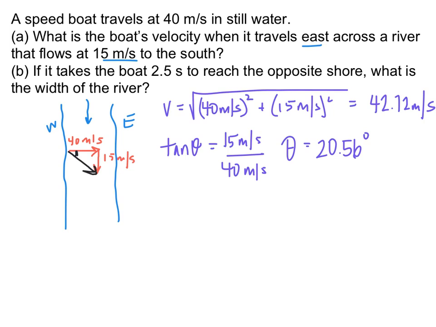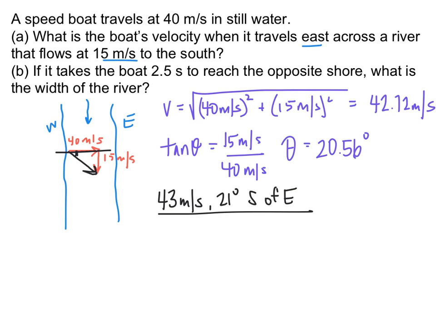All right, now we're ready to answer that first question. What's the boat's velocity? We'll round at this point and say it's 43 meters per second, and the angle is about 21 degrees. The boat was originally traveling to the east, so that's my reference direction right here. And I'm below that, or south of that, by this 21 degrees, so south of east.